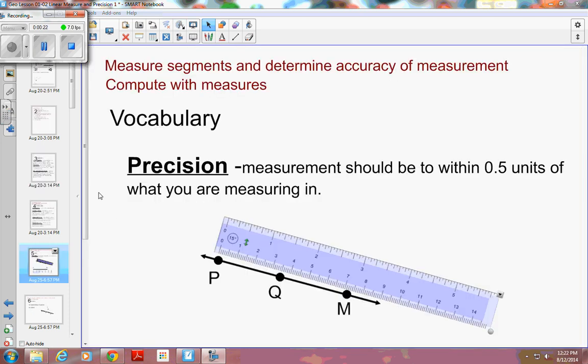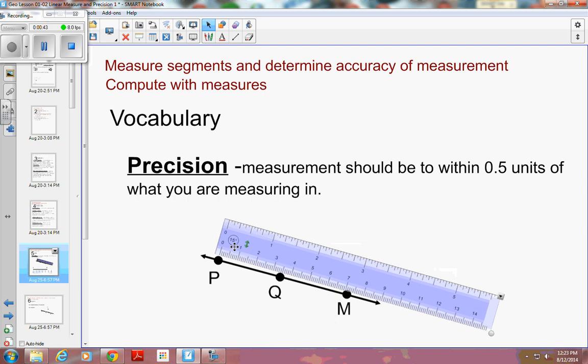Okay, let's start with a discussion on precision. Precision, as we defined it, was a measurement to be within 0.5 units of what you're measuring in. So what does that mean? Well, if we look at this ruler here, and we've got our line, and PM would be a segment because it's got endpoints. And if I start and put my ruler on 0 on the P, then I'm going to come over here and I'm going to look and see where my M is.